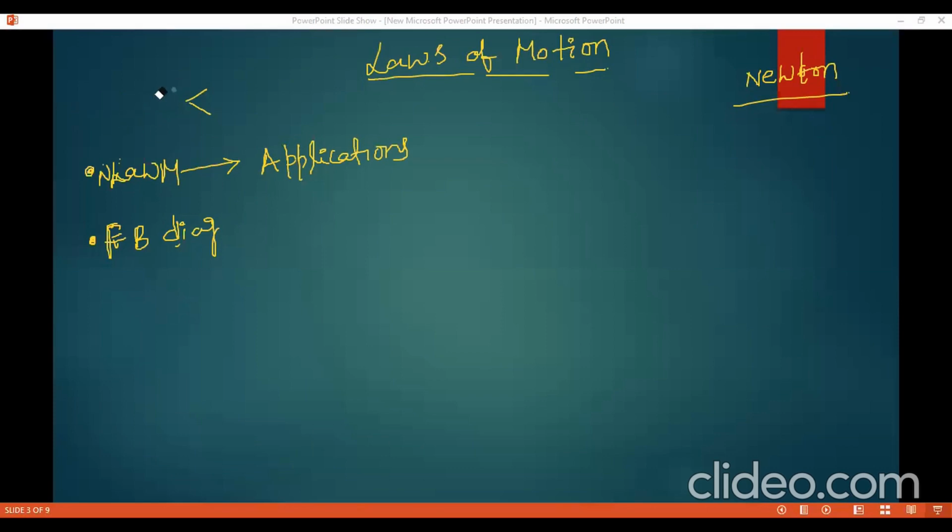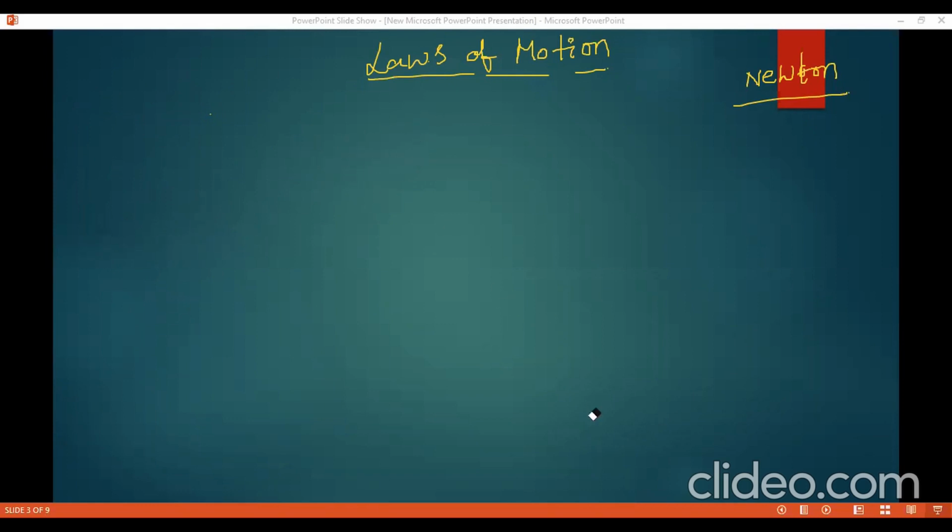Okay, let us start with force. What is a force? A force is a push or pull which changes or tends to change the state of rest or of uniform motion or direction of motion of any object. Say from rest to motion it changes, or from uniform motion to rest, it is going to change.